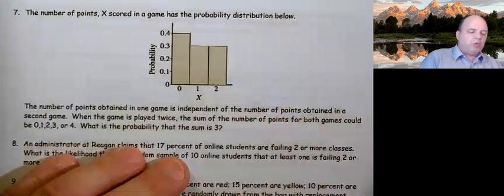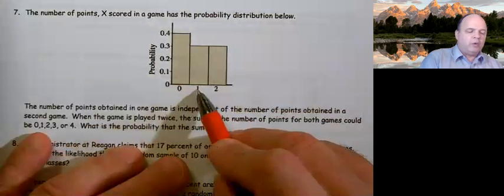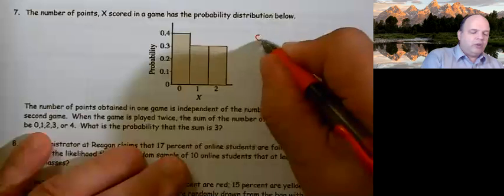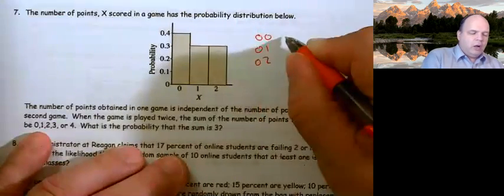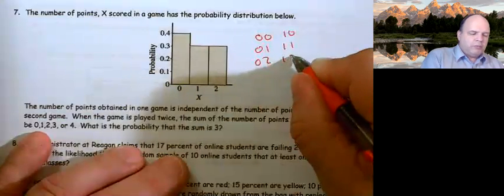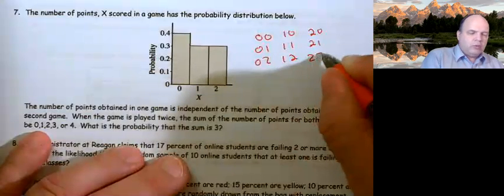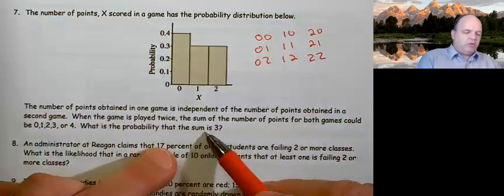Well, since I'm playing the game twice, I'm going to go ahead and make a sample space of what can happen. I can either get a 0, a 1, or a 2, and I can get that on each game. So I can get a 0,0; 0,1; 0,2; 1,0; 1,1; 1,2; 2,0; 2,1; or 2,2. All right? Well, they say they want the probability that the sum is 3.